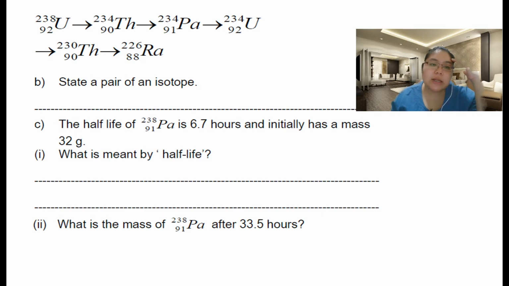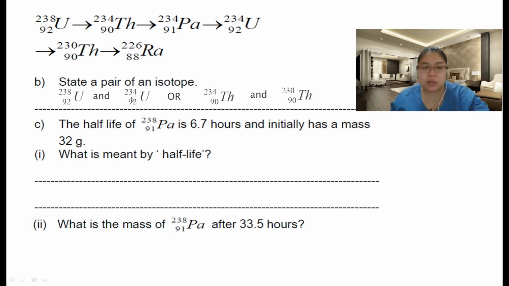Can you state a pair of isotopes? Isotope, remember, same proton number, different nucleon number. So we find which ones have the same proton number. Okay, first one we find is uranium. This one uranium 92. This part also 92. So this one is a first pair of isotopes. We still have a second pair. Can you see the Th? Th is 90. This one also 90. So now we can say they have two pairs. But the question asks for just one pair. So you can mention either one. You can write the first pair, uranium, or you can write thorium. Either one is correct.